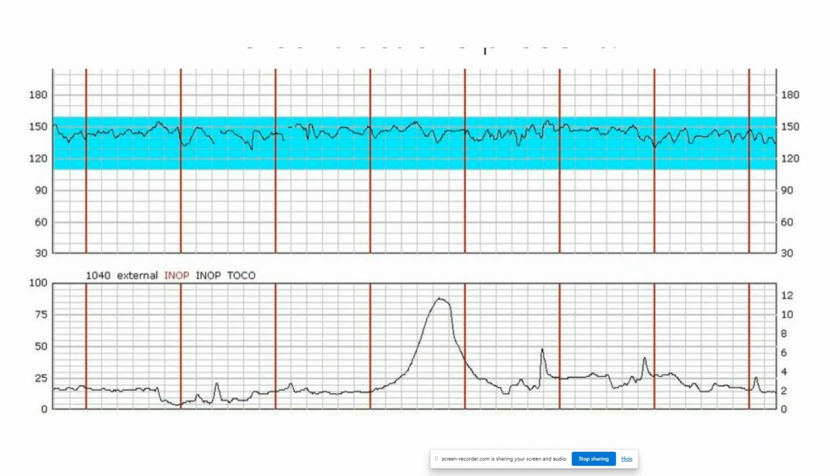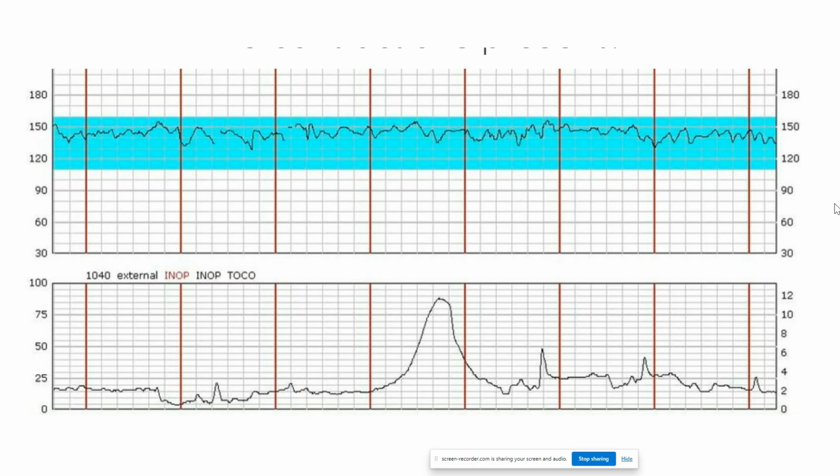Now, let's just say that we saw this. Okay, let's say mom lays down, we give her the clicker, and we are looking for two accelerations in a 20-minute strip. If I don't see any accelerations, I cannot label her as a reactive NST. I would give her another 20 minutes, which would give her a total of 40 minutes to see if maybe the baby was sleeping or just wasn't as reactive.